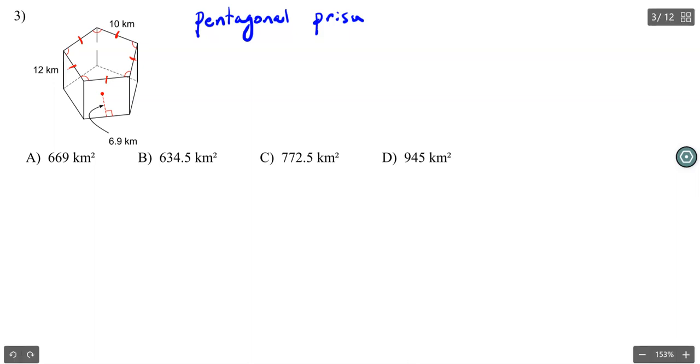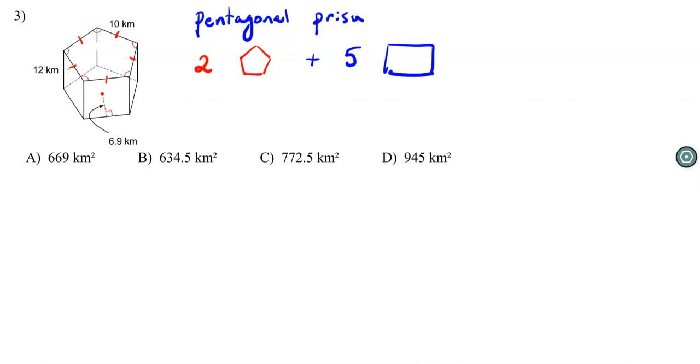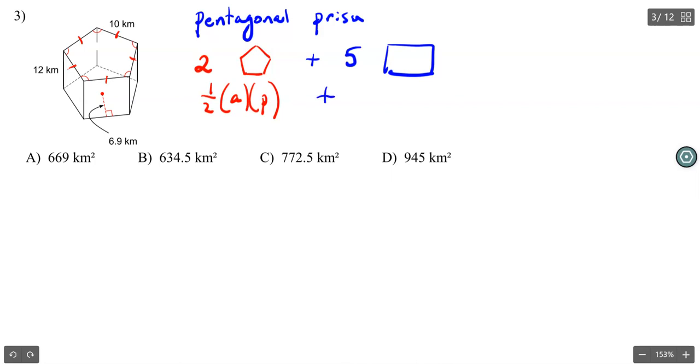So let's set it up this way. Our ultimate goal is we're going to have 2 pentagons, and then we're going to add to that 5 rectangles. These are the walls. So we need to know the formulas for both of those. Recall from chapter 9, the area for a polygon is 1/2 apothem times perimeter, and then the area of a rectangle, pretty easy, that's going to be length times width, or some people like base times height. I'm kind of old school, length by width.